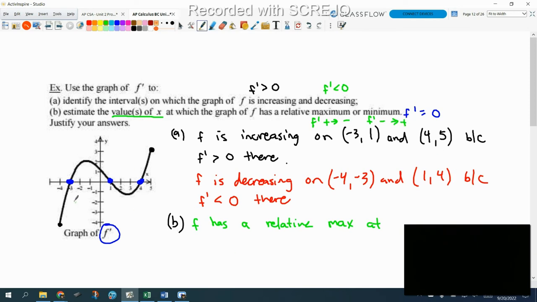All right, so we go from negative to positive. This is a minimum. We go from positive to negative. This is a maximum. We go from negative to positive. This is a minimum. So we only have one relative max at x equals 1. And the reason is because f prime changes from positive to negative at that point.